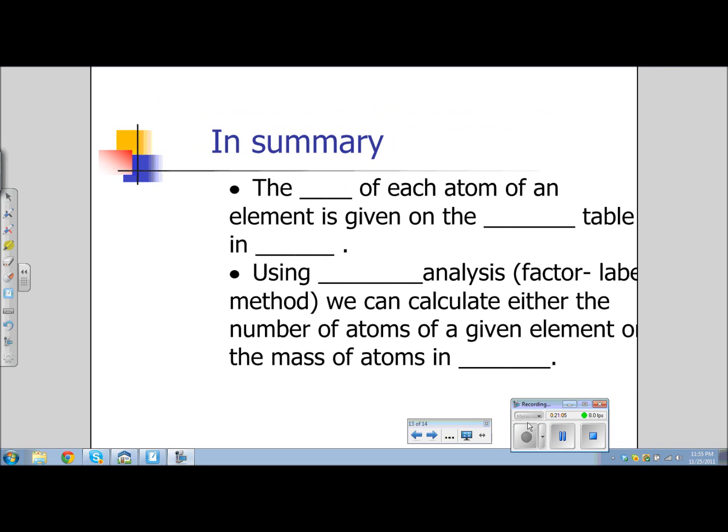Write the complete summary and fill in the blanks. We'll talk about it in class. Now that we have completed this task, go ahead, complete it.